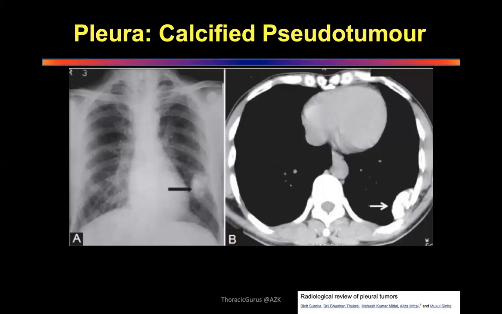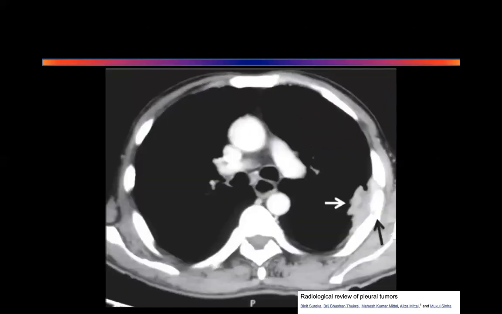Excellent. Very good. So I like the fact that you called it a pleural tumor, not a lung tumor. That is important to understand. Okay. So this is a calcified mass on the chest wall, which is called a calcified pseudo tumor. Okay. Somebody else come in quickly. Is Simran still with us?